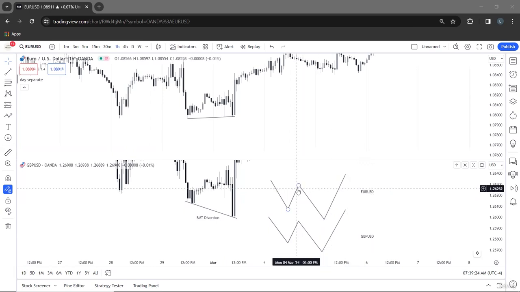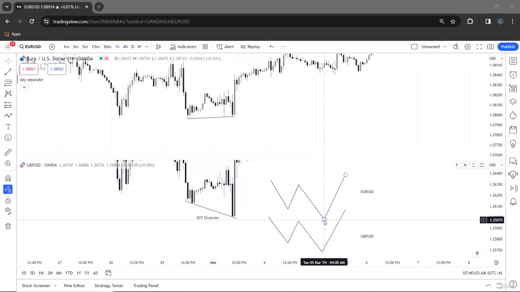So I have a diagram that explains that a little bit more. This represents euro dollar and this represents pound dollar. When the euro dollar is making a lower high, the pound dollar should be making a lower high. And when the euro dollar is making a higher low, the pound dollar should be making a higher low also. When the euro dollar is making a lower low, the pound dollar should also be making a lower low. So that is the correlation that these asset types have.